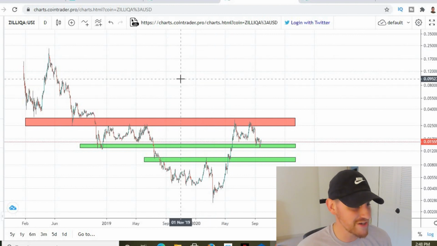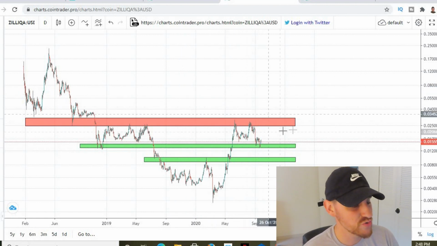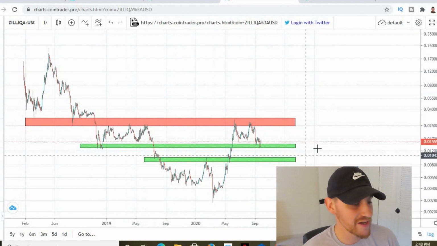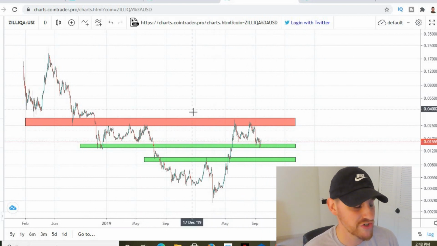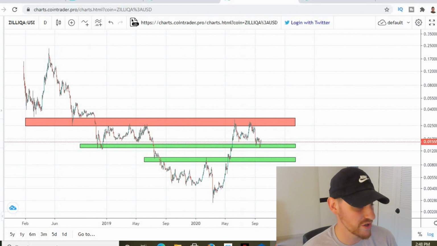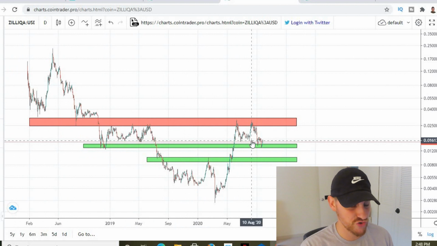So as you guys can see, this is the daily chart for Zil. We're just kind of ping-ponging in between this major resistance up here and this major support at this green box, right? So major resistance, red box, major support, green box. So what we're kind of doing, I want to see us hold this first green box, right?